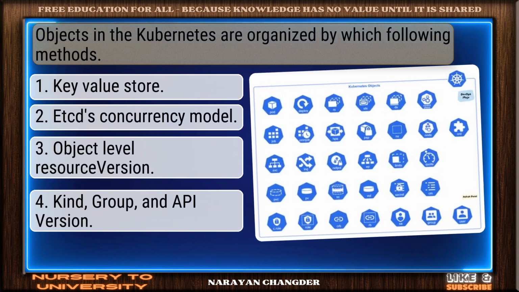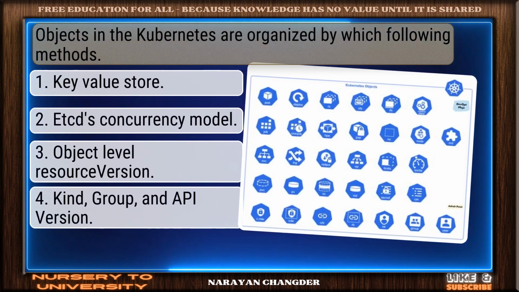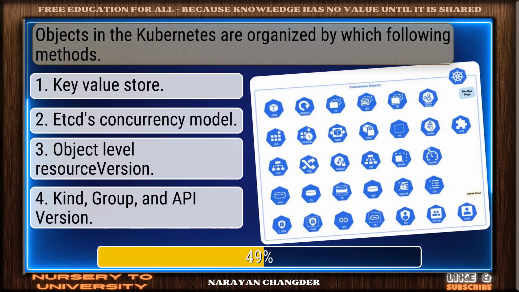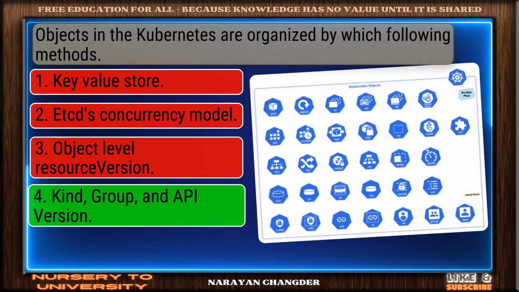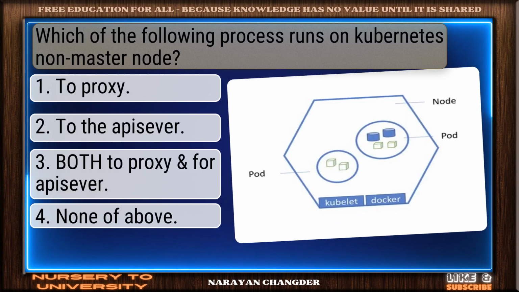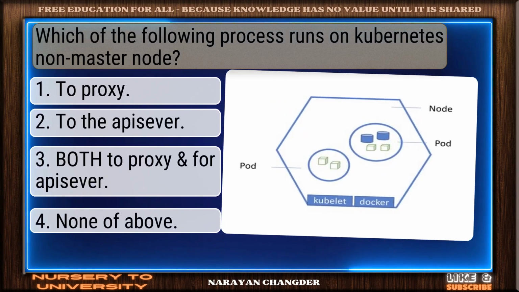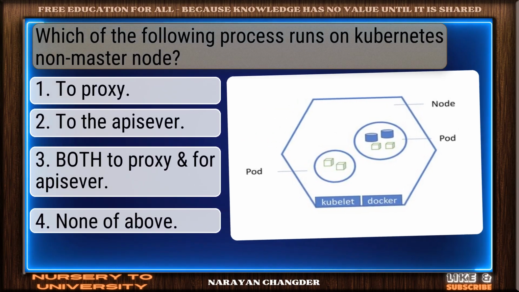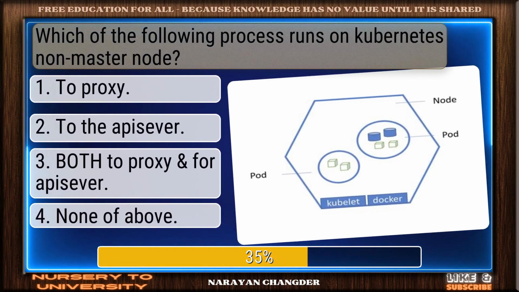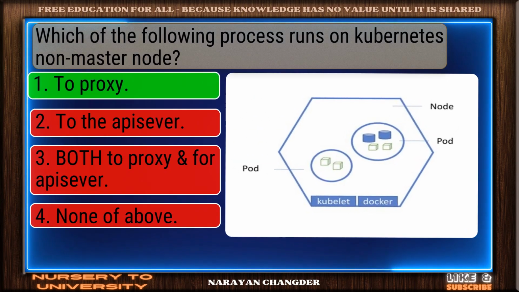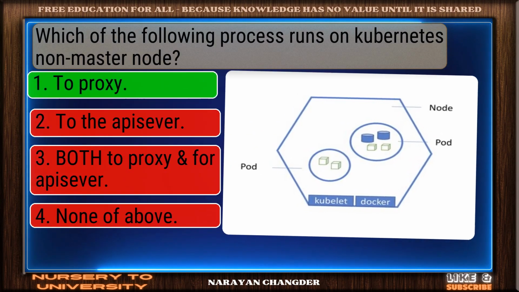Question number 3. Objects in the Kubernetes are organized by which following methods? You chose kind, group, and API version, and it is correct. Question number 4. Which of the following process runs on Kubernetes non-master node? Perfect. Kube-proxy is the correct choice.